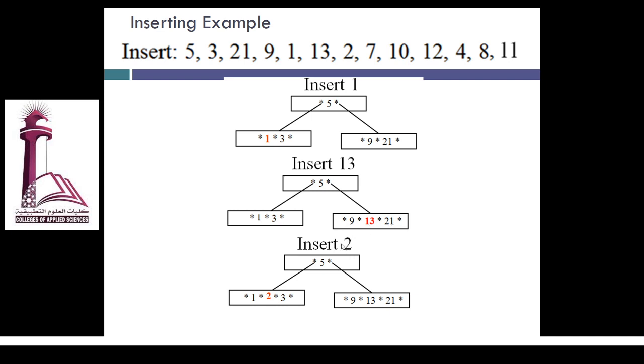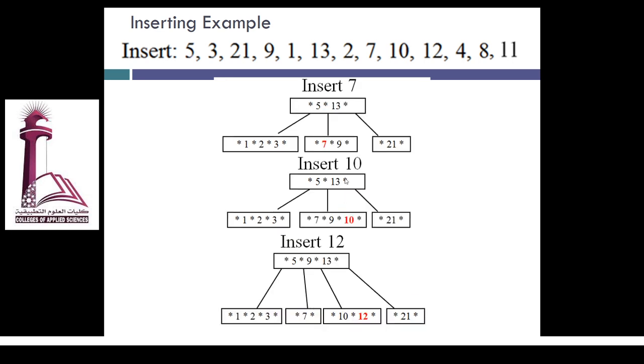Next we are going to insert 2. So 2 is lesser than 5. So it must go to the left side. So on the left side there is a space. 1, 3. Only 2 keys are available. So you can just write 1, 2 and then 3. And then next we are going to insert 7.